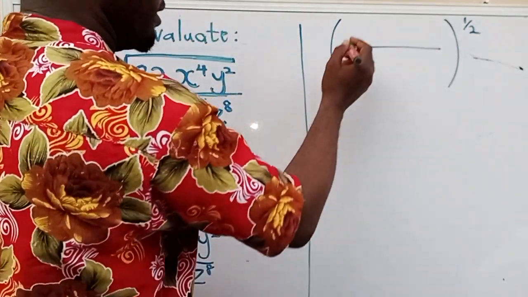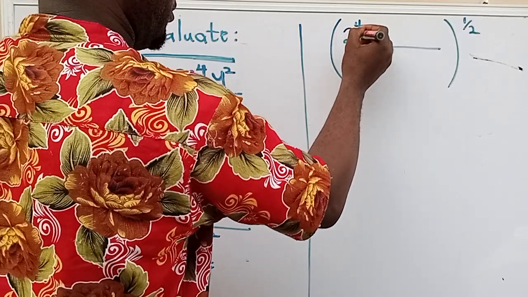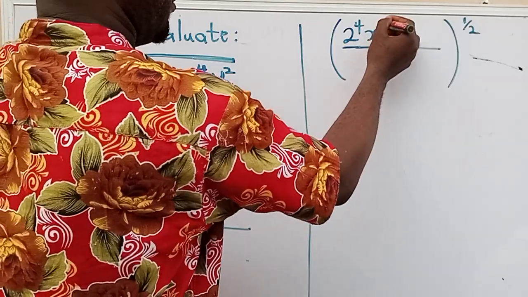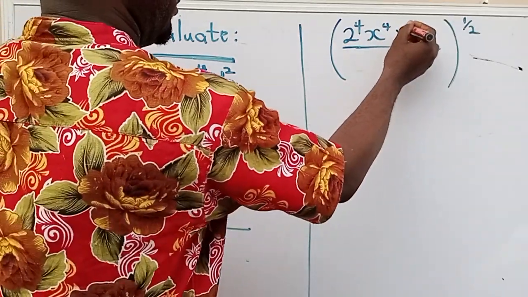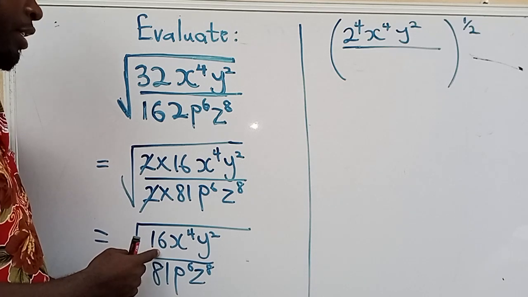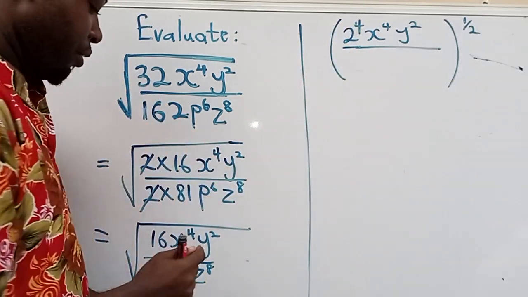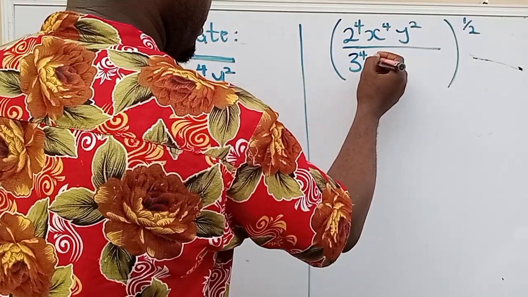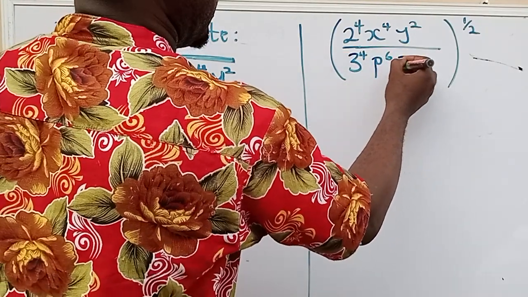Now 16 will change to 2 raised to power 4. This is going to be s raised to power 4 y raised to power 2. I've changed the 16 to index form, so it's now 2 raised to power 4. I'm going to do that to 81 also. So it's going to change to 3 raised to power 4, p raised to power 6, and z raised to power 8.